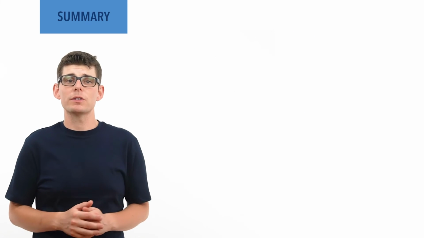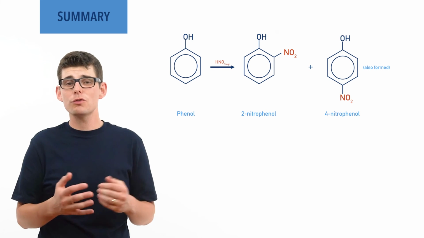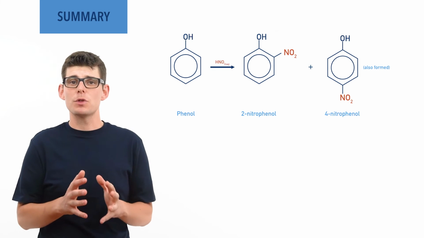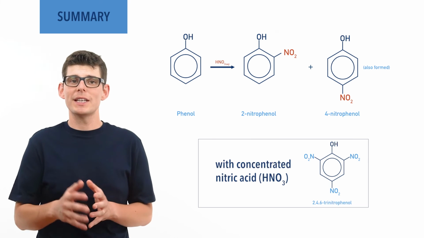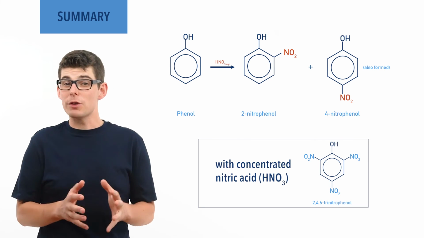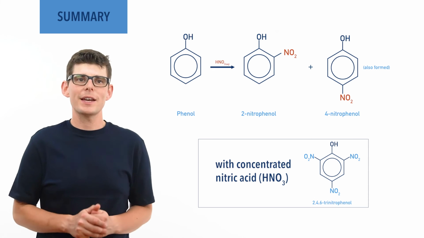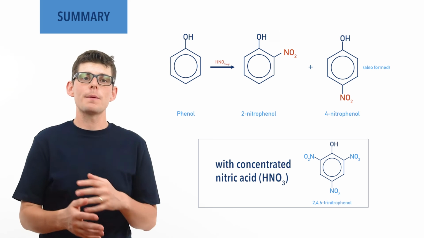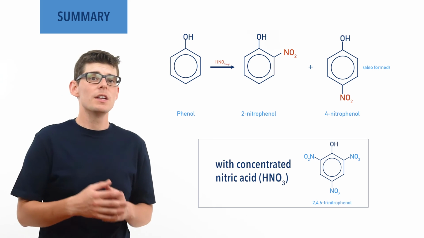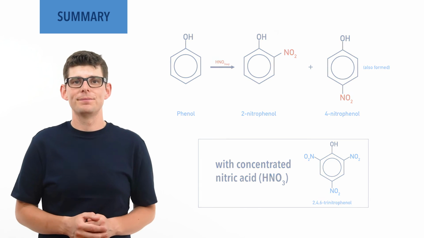2 possible products are formed when phenol reacts with dilute nitric acid. When reacted with concentrated nitric acid, further substitutions occur and 2,4,6-trinitrophenol is formed. The OH group in phenol has a directing effect, 2,4,6 directing effect, meaning that as multiple substitutions of the nitro group occur, the final product is 2,4,6-trinitrophenol.